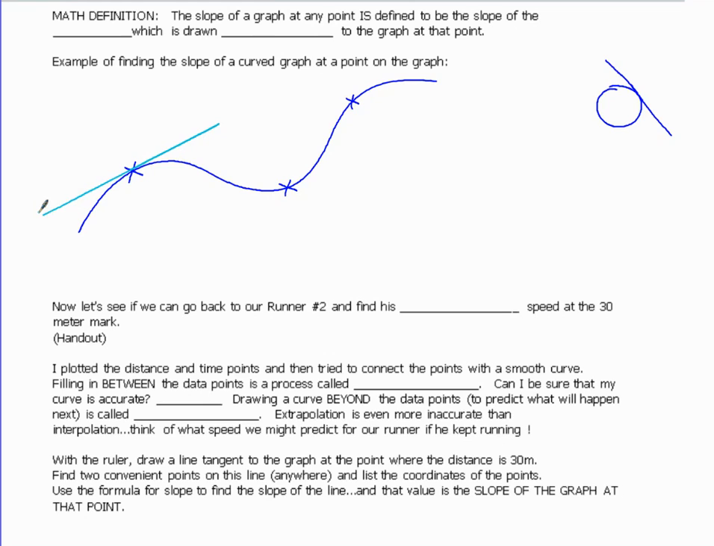The slope at that point follows the tangent line. Putting a ruler up for the second point, the slope follows this new tangent line. And for my third point, there's the tangent line. And the reason that this is useful is because I can find the speed at one particular point.